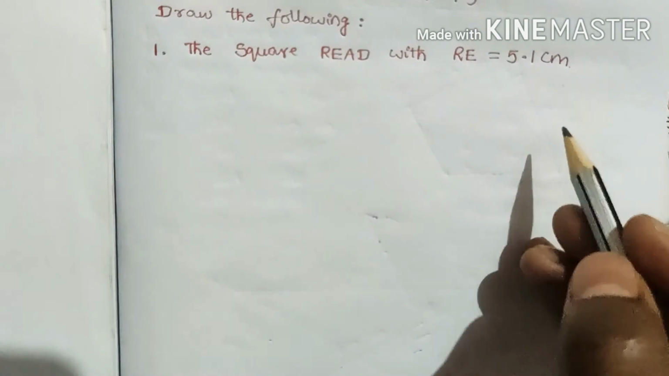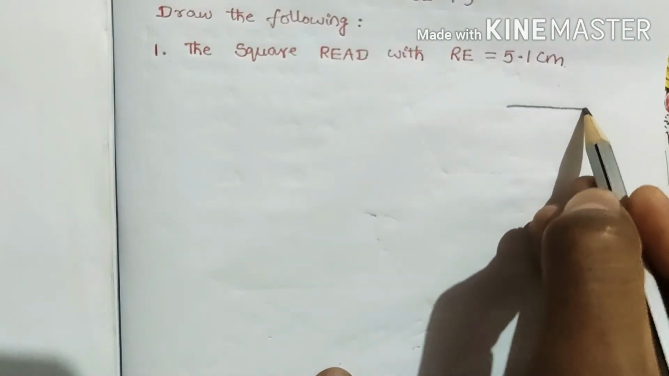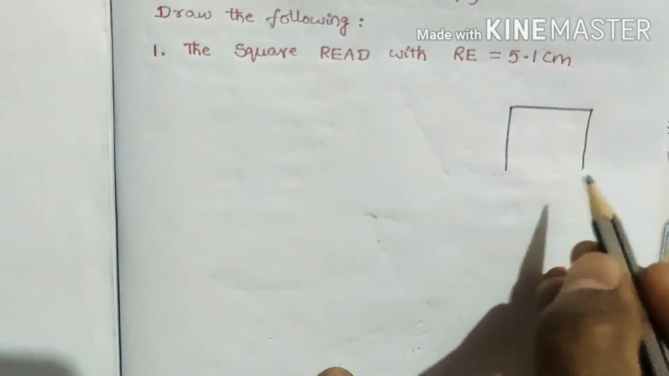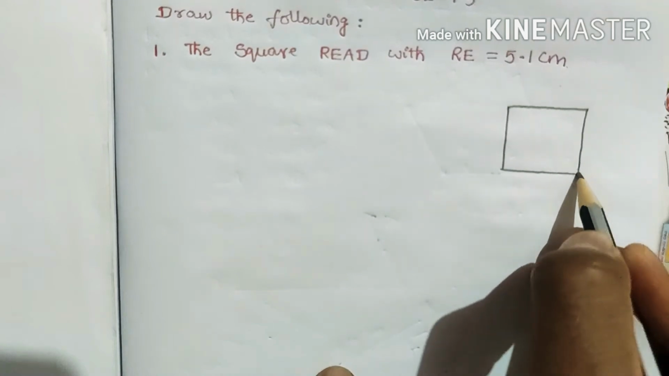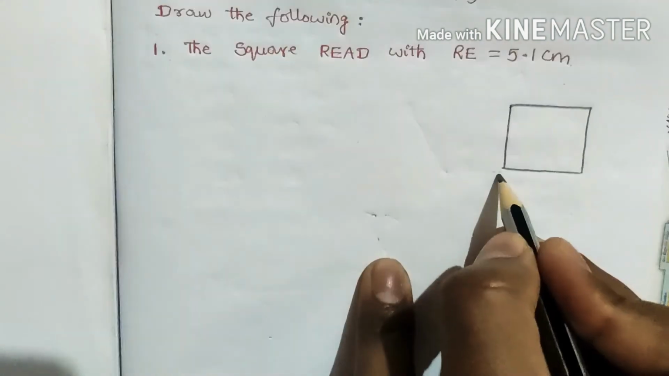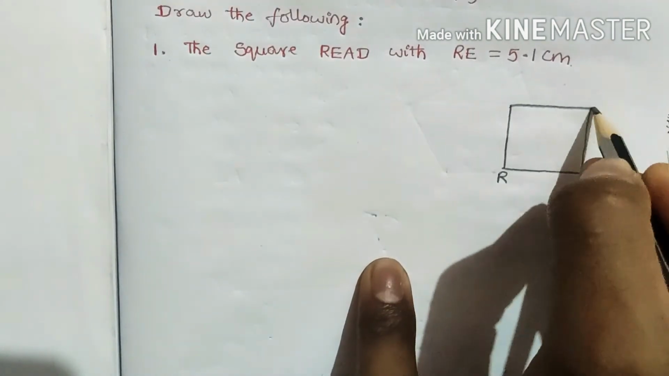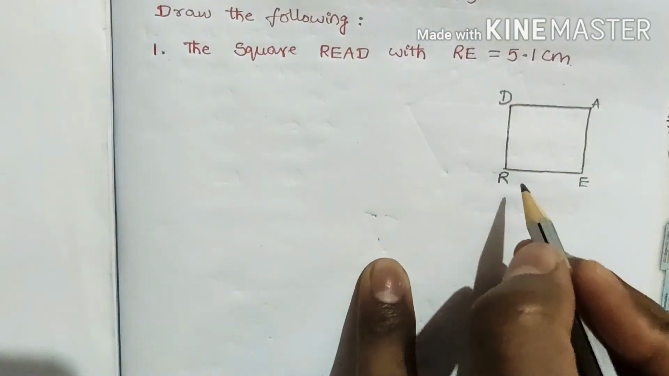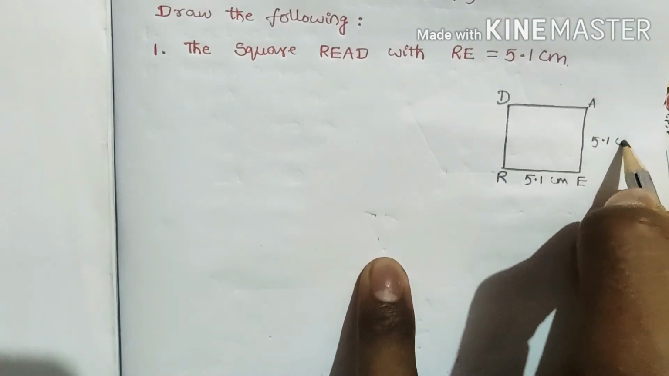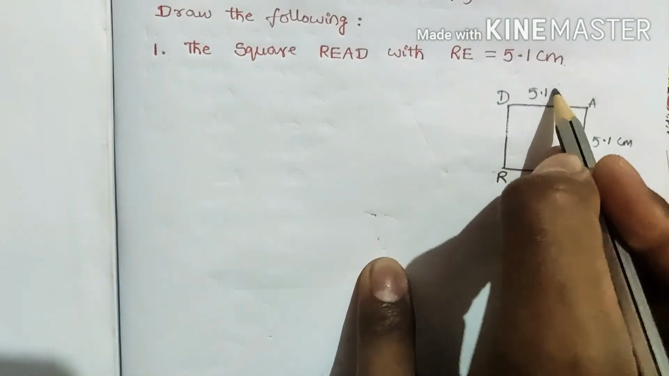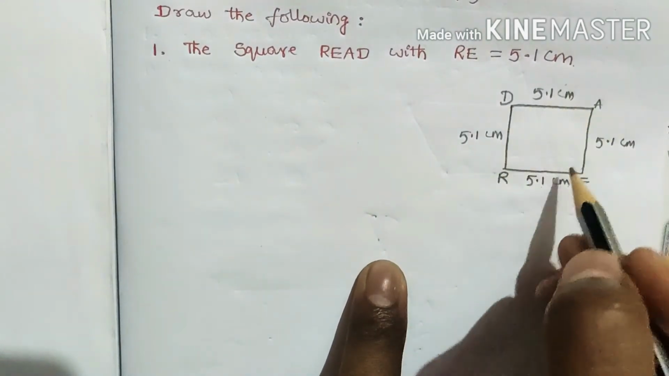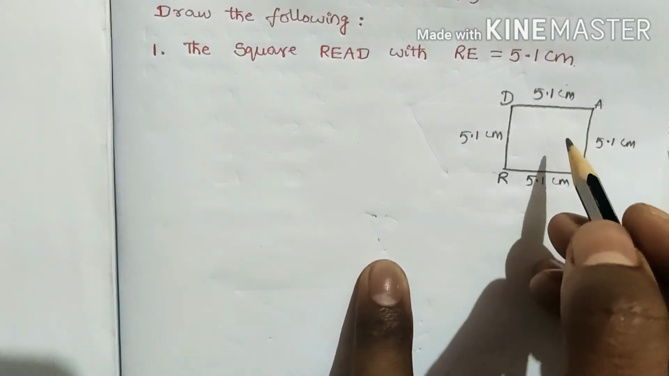First, we are drawing the rough sketch of the square. We know that in a square all the four sides have equal length. We are drawing the square READ with all the four sides of equal length. RE length is 5.1 centimeter, so this also is 5.1 centimeter, AD is also 5.1 centimeter, DR is also 5.1 centimeter. Reason: all the four sides are equal in length in a square.